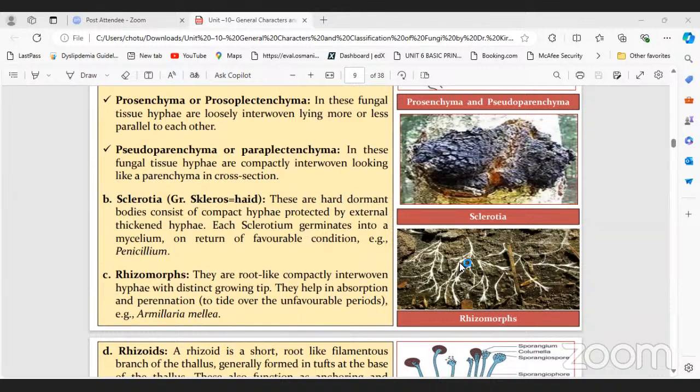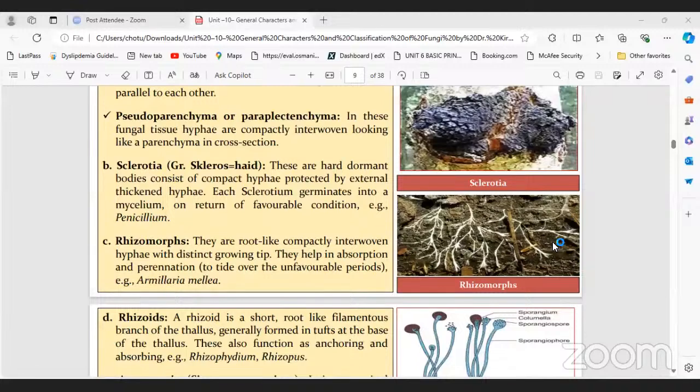Okay, good. Next one is the rhizomorph. Rhizomorph means, see here you can observe the picture. Roots are there, yes or no? White colored roots. They are root-like compactly interwoven hyphae with a distinct growing tip. They help in absorption, penetration, and perennation to tide over the unfavorable period. Example, Armillaria mellea.